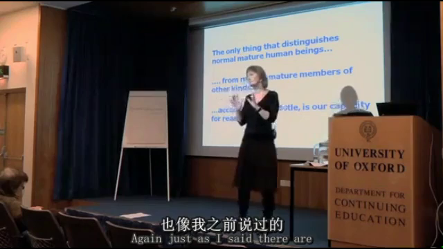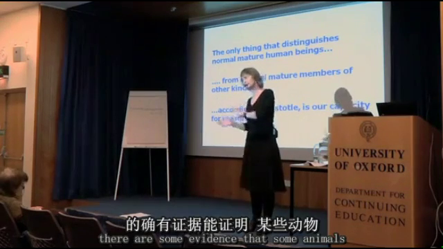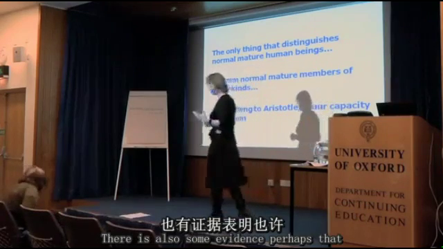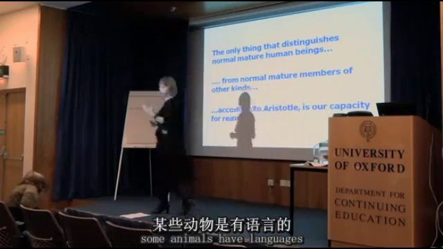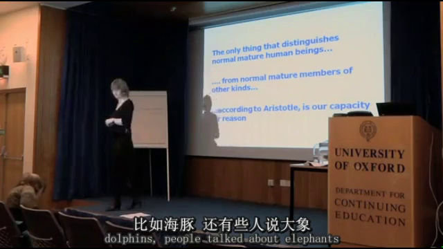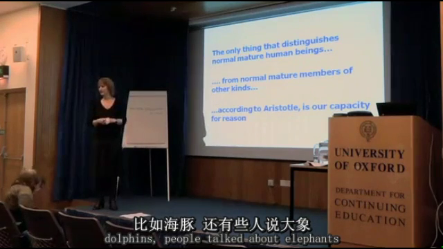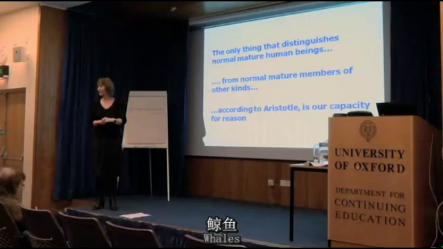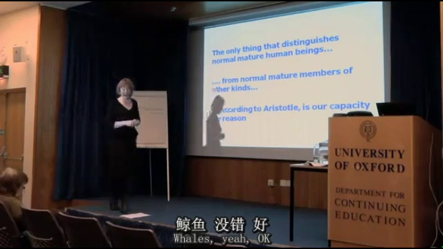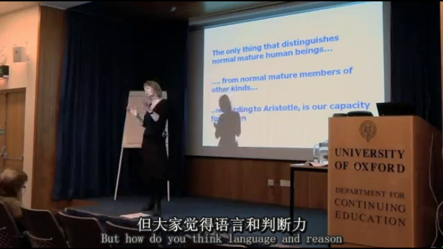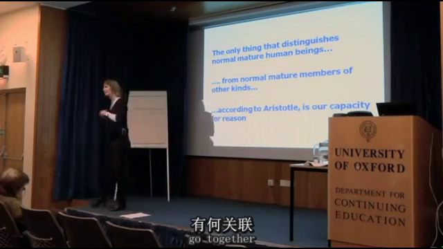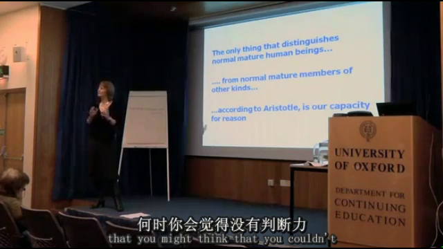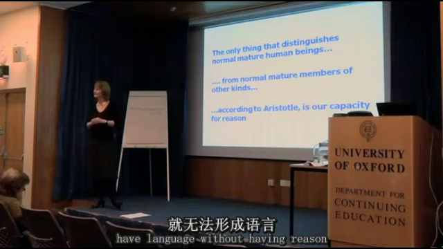Again, just as I said, there is some evidence that some animals are rational, creative, self-aware, etc. There's also some evidence, perhaps, that some animals have language. Dolphins, people talk about elephants, and what's the other? There's another one that people think have. Whales, yeah, okay. But how do you think language and reason go together? Can anyone think of a way that you might think that you couldn't have language without having reason?